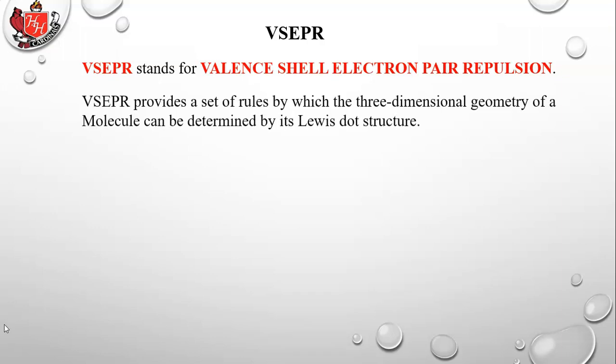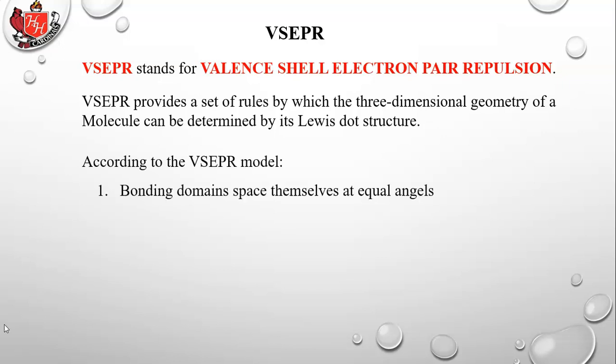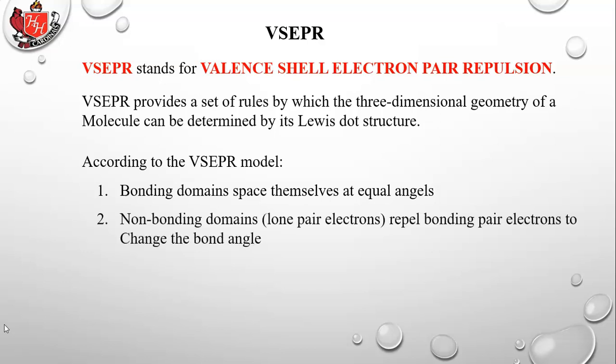VSEPR provides a set of rules by which the three-dimensional geometry of a molecule can be determined by its Lewis dot structure. According to the VSEPR model, bonding domains space themselves at equal lengths, and non-bonding domains, that is lone pair electrons, repel bonding pair electrons to change the bond angle.